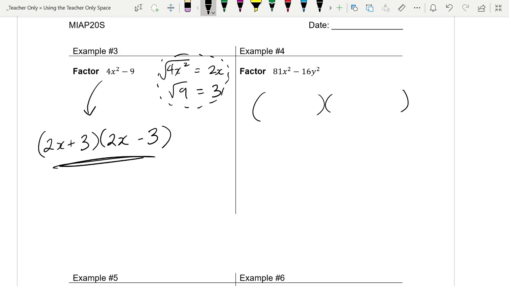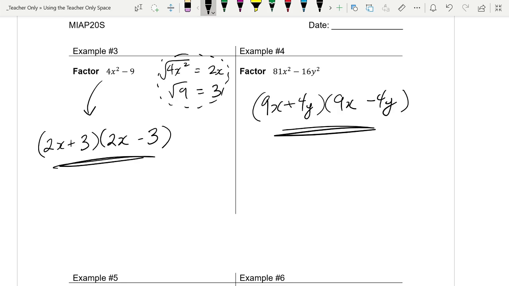Did you get it? We already know the square root of 81 is 9. And 16 is a perfect square, so what is the square root of 16? 4. So 4y. Done. And again, if you're not sure, multiply it out. You'll get a minus 36xy and a plus 36xy that will cancel away.